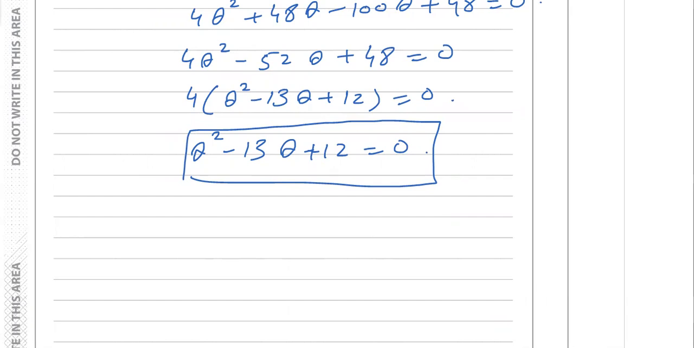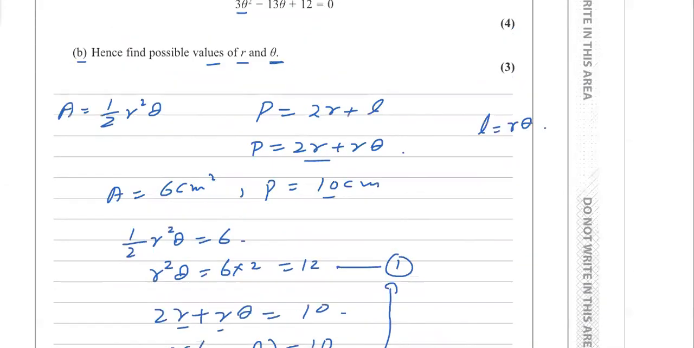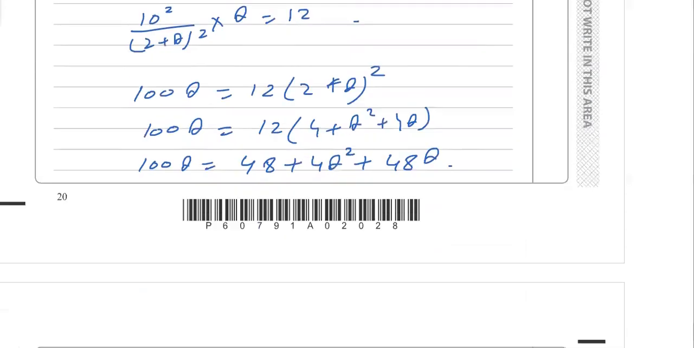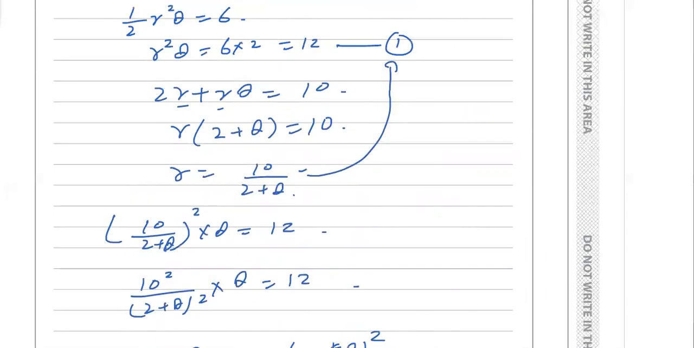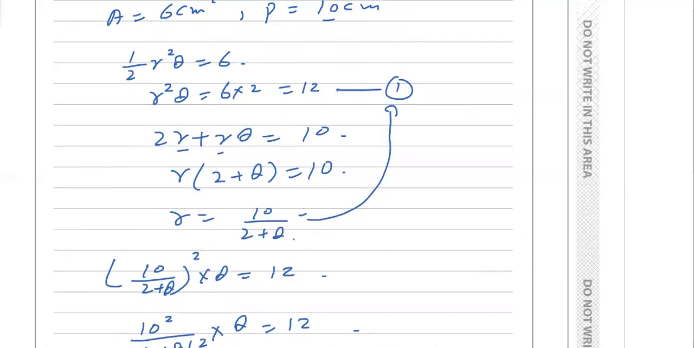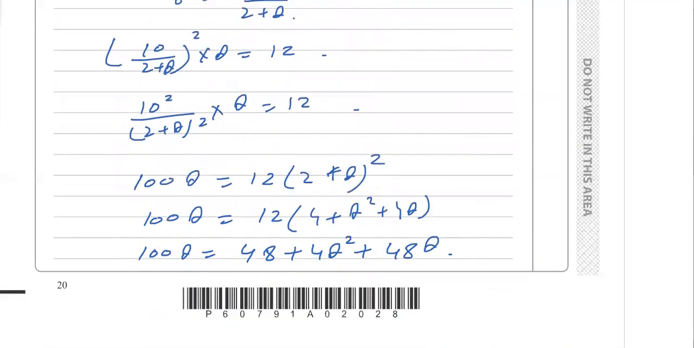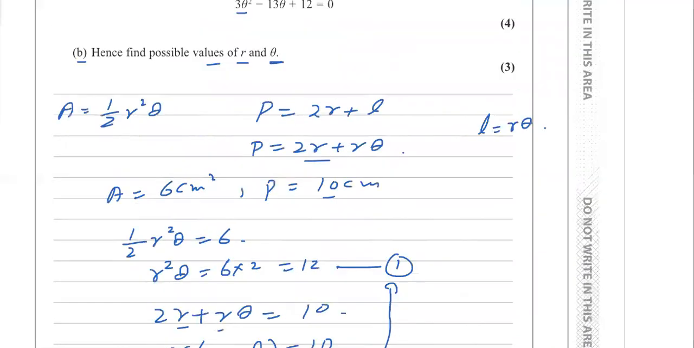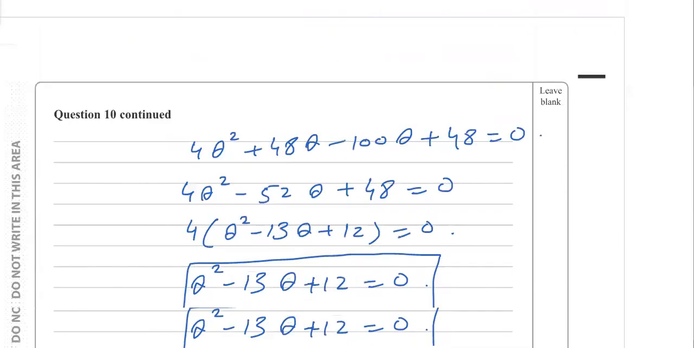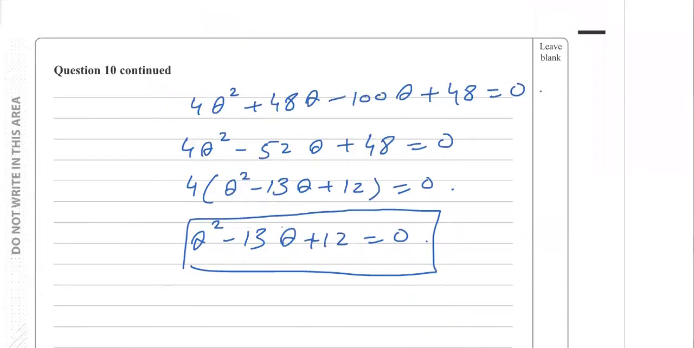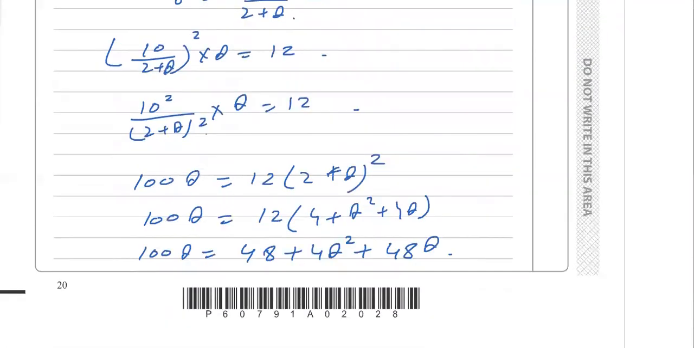I can say the required equation in that case... sorry, we made a mistake. Somewhere the mistake is there. Let's see, because the required equation was 3 theta squared minus 13 theta plus 12, and we got the equation as theta squared minus 13 theta plus 12. Okay, let's see where we made the mistake.